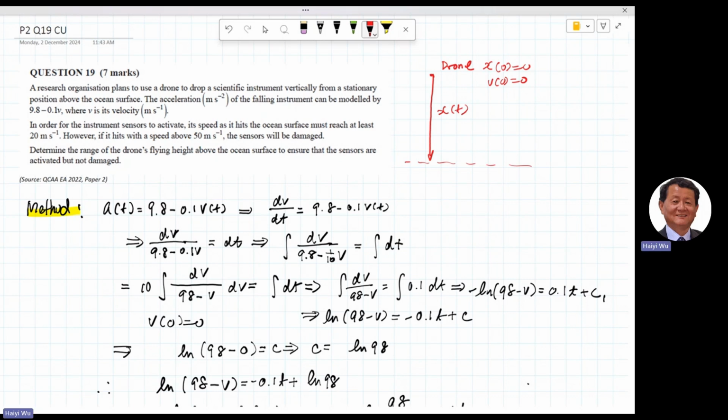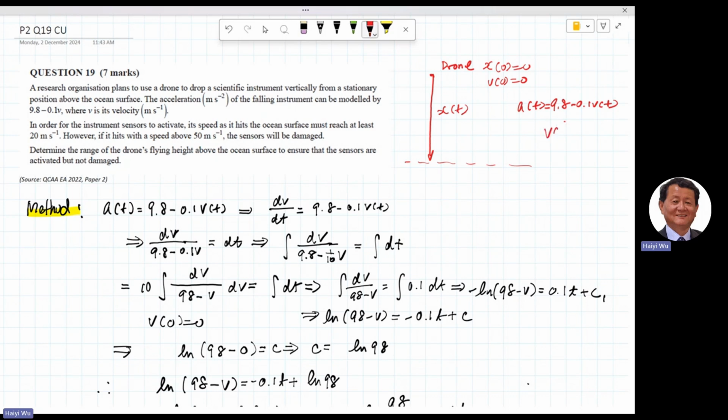The acceleration of the falling instrument can be modeled. So this is the acceleration. We got a in relation to time is 9.8 minus 1.3 VT, where the velocity is VT. All right, so we don't know VT, but we give you two values for it.